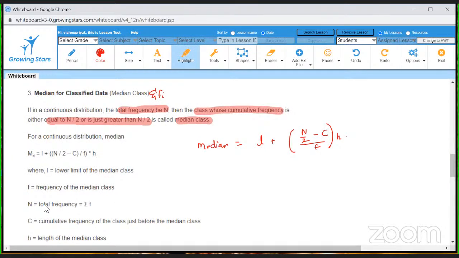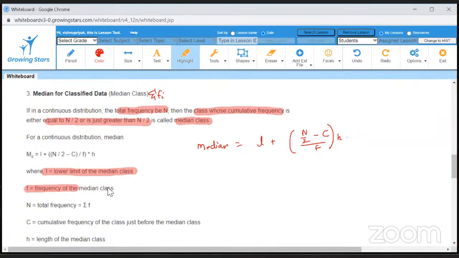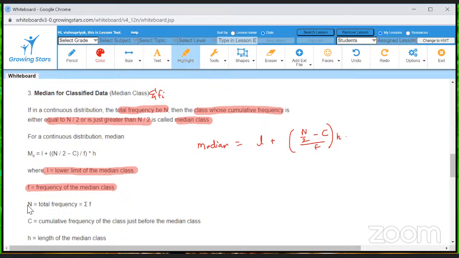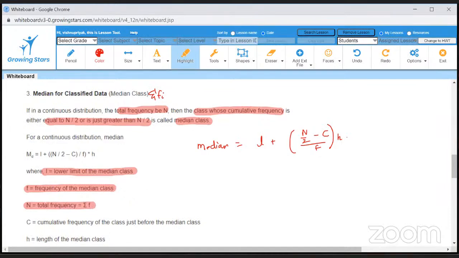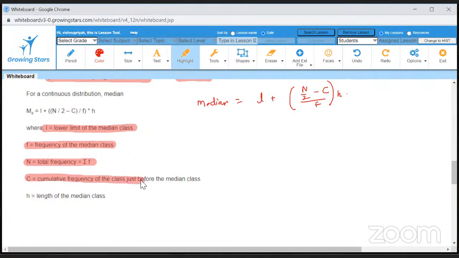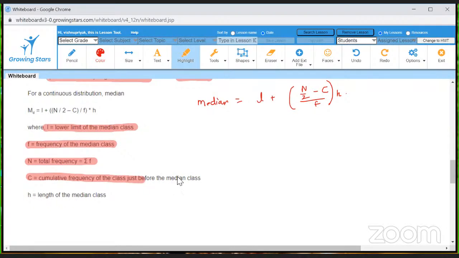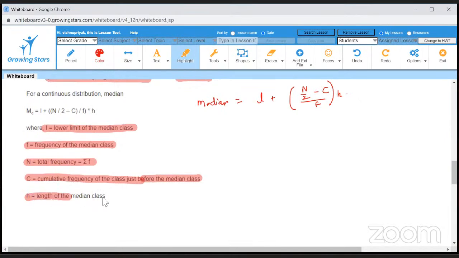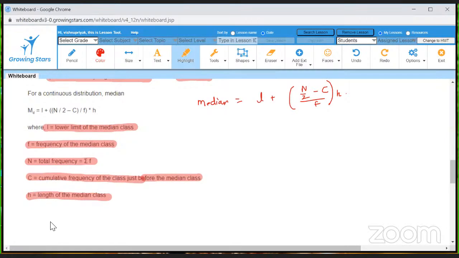Once you get the median class, L will be the lower limit of the median class. F will be the frequency of the median class. N will be the sum of all frequencies. C will be the cumulative frequency of the class before the median class, above the median class. And H will be the class size of the median class. All these you have to take and put in the formula.